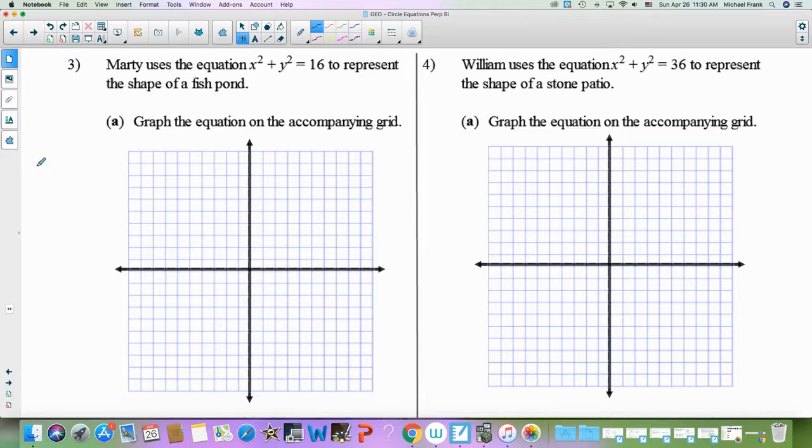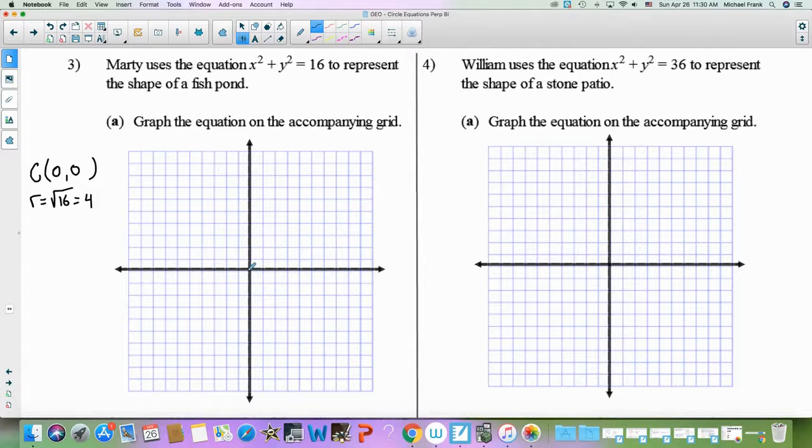Well, like I said, I need to know the center of the circle first. So it's x squared plus y squared. That means the center is going to be 0, 0, the origin always. And my radius will be equal to the square root of what the equation is equal to, the square root of 16, which is 4.